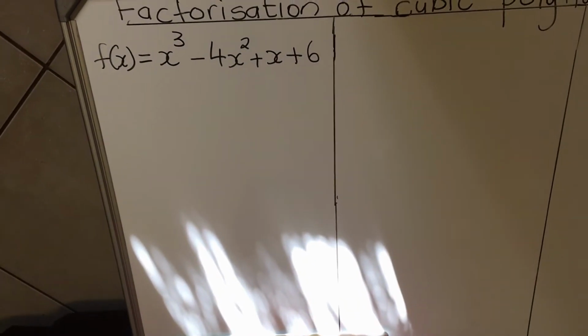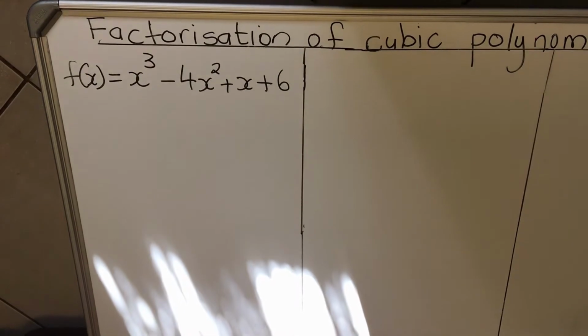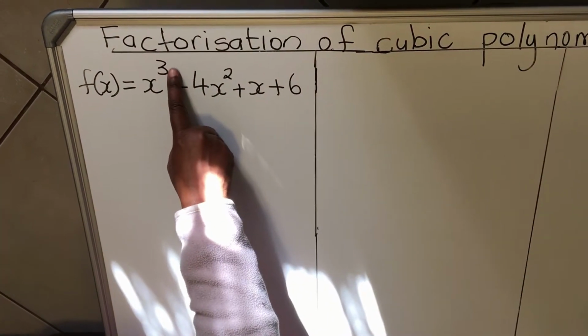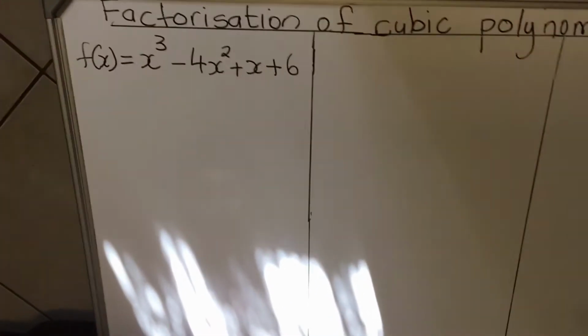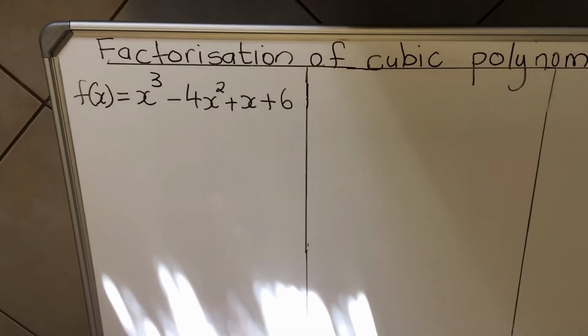Grade 12s, this lesson is about factorization of cubic polynomials. Cubic means that the first term has a cube. So how do you factorize? Why do you need that? When you are drawing cubic functions, you get the intercepts by factorizing.